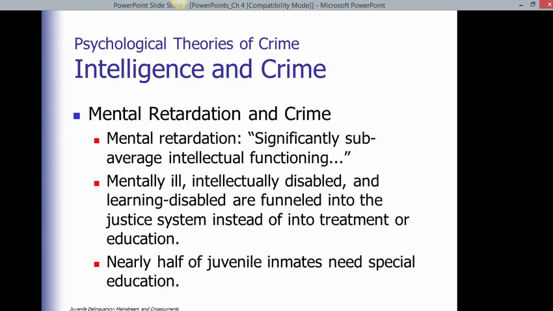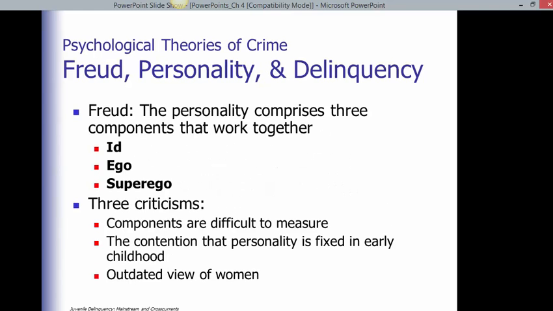Mental retardation and crime. Mental retardation is significantly subaverage intellectual functioning. The mentally ill, intellectually disabled, and learning disabled are funneled into the justice system instead of into treatment or education. Nearly half of all juvenile inmates need special education.